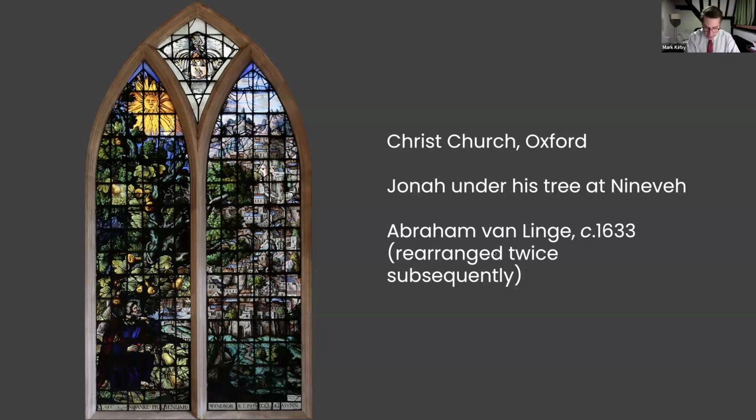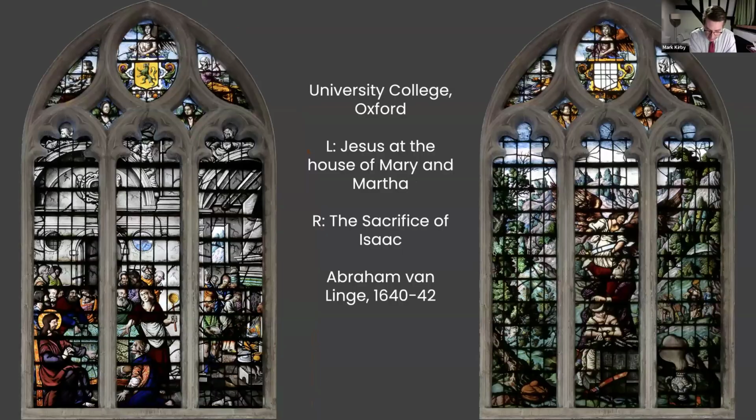At University College, Abraham Van Linge painted his last and probably best work. Here, he finished his windows just as the country was slipping into chaos. Van Linge finished the north and south windows and then left the country in 1642. And the windows were not, in fact, installed until after the restoration of the monarchy. By the time of the outbreak of the Civil War, the chapel itself at University College was not yet completed, and it remained unroofed throughout the whole of the interregnum.